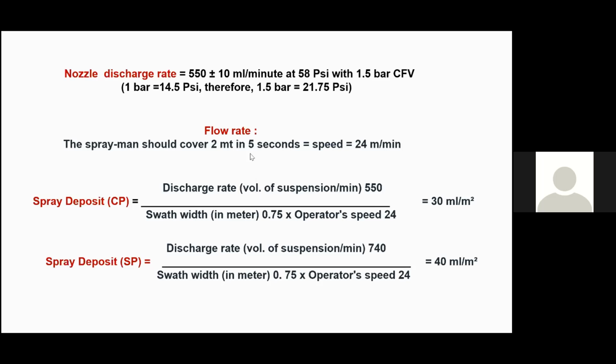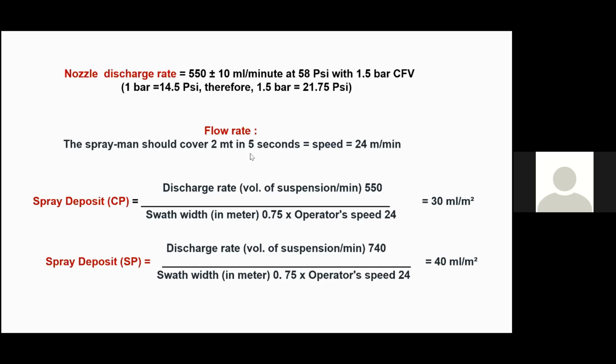And one has to be very careful while actually spraying on the walls that the sprayman should cover at least 2 meter in 5 seconds. That is 1 meter in 2.5 seconds, so that the speed of 24 meter per minute is achieved.